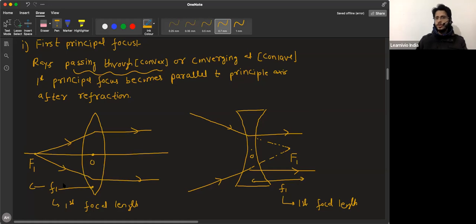Fatma, will this F1 be positive or negative? Positive. Nazira, what do you think? Is Fatma correct? I think it's negative. Fatma, Nazira is correct, it's negative. You start from O and you go to F1. You're going in a direction opposite to that of the light. Light is going to the right-hand side. So it will be negative.